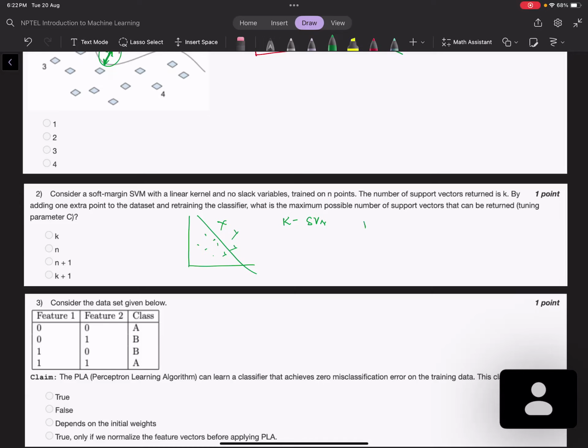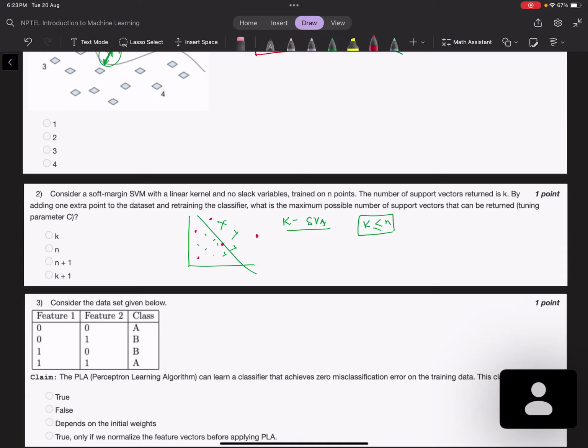That means k should be less than or equal to n. I don't know why they haven't given it. There are k support vectors. So then it is asking, if I add another point, what will be the number of support vectors after adding another point, right? If I add another point, the point can go here, here, on the boundary, here, anywhere, right?